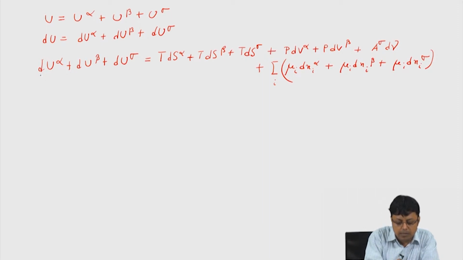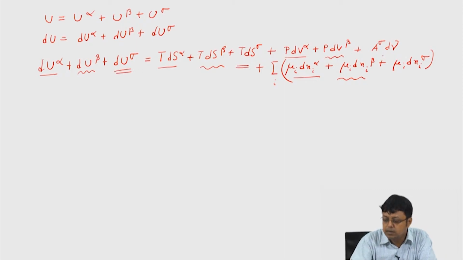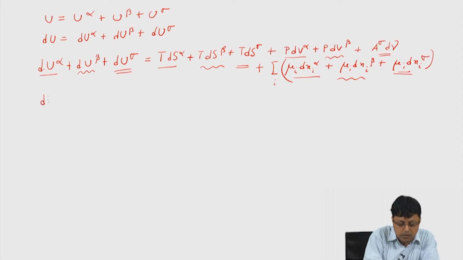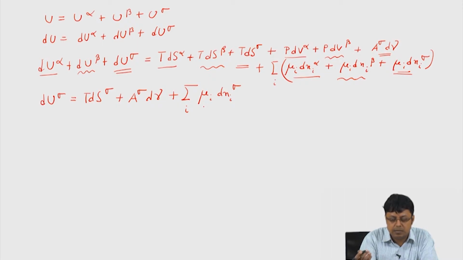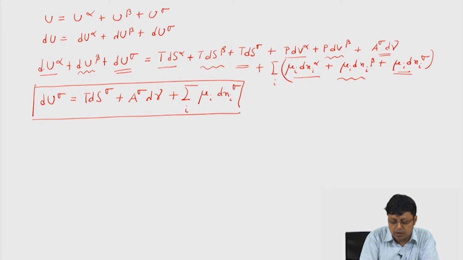So, now we can just equate term by term. We will get one equation for the alpha phase, one equation for the beta phase, and one equation for the gamma phase, and we are only interested in the equation for the gamma phase because we are only considering the thermodynamics of interfaces. So, we can write that dU sigma is nothing but T dS sigma plus A sigma d gamma, remember that there is no P dV term for the surface, plus the sum over i of mu i dn i sigma, because the mu i's are equal. So, I am not writing mu i sigma or mu i alpha or mu i beta.